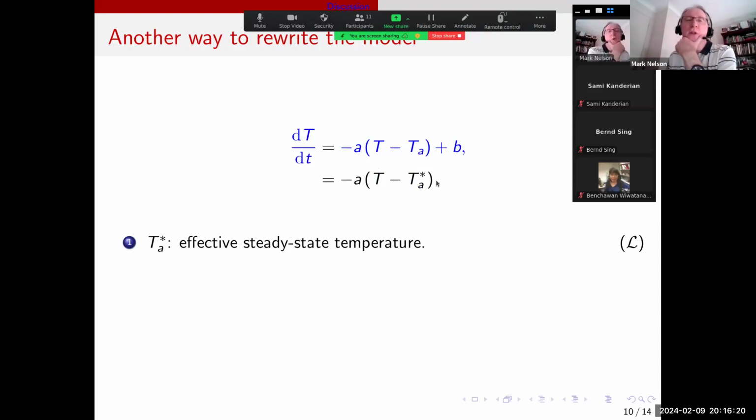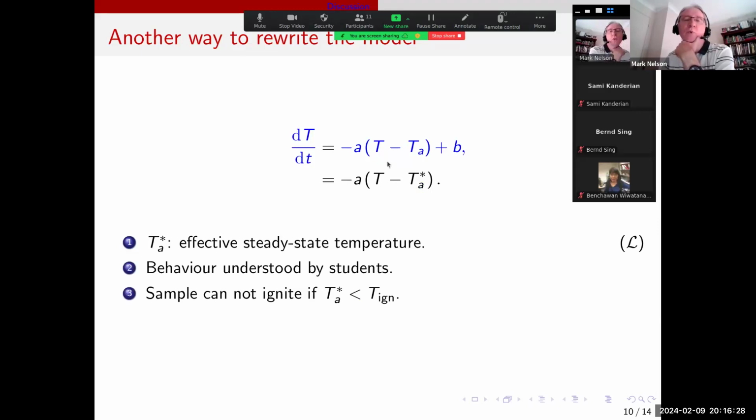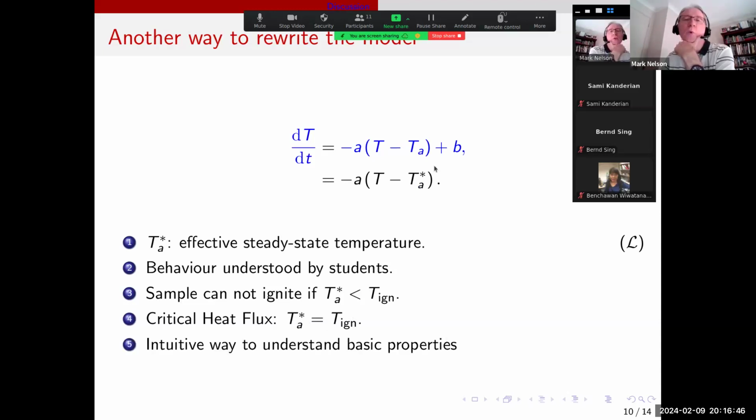Now, why this equation is good is because my second year students understand the behavior of this equation without having to solve it. And so they can see, for example, that if the effective ambient temperature is below the ignition temperature, it's not going to ignite. And they can see that the critical value for the effective ambient temperature is going to be when it's equal to the ignition temperature. And then you can go backwards and substitute in what was A and what was B, and then you can derive the formula for the effective heat flux. So this way of writing the equation is an intuitive way to understand the basic properties of the model.